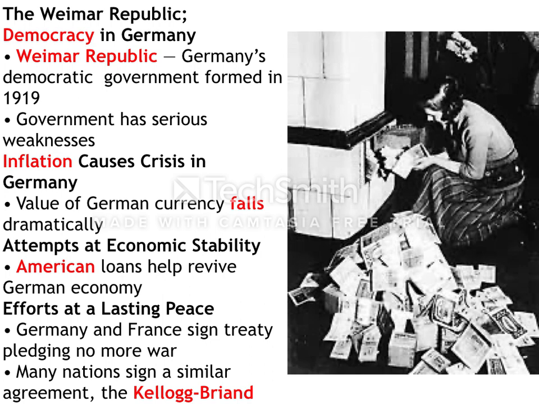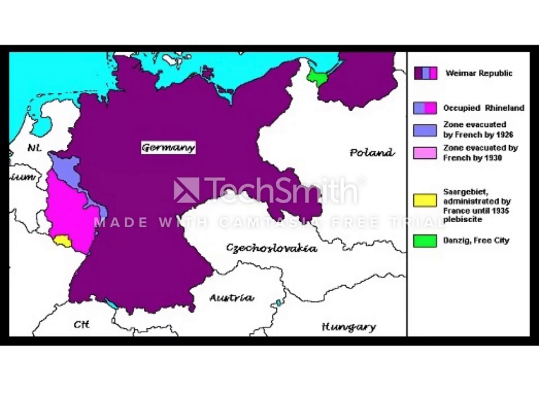While dealing with the inflation crisis, Germany and France also signed a treaty that would pledge no more war between the two nations. This treaty would be called the Kellogg-Briand Treaty, essentially saying that the previous 40 years of possible warfare that existed between the two countries would stop.